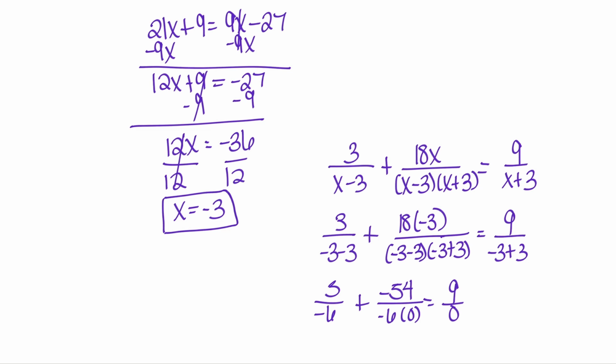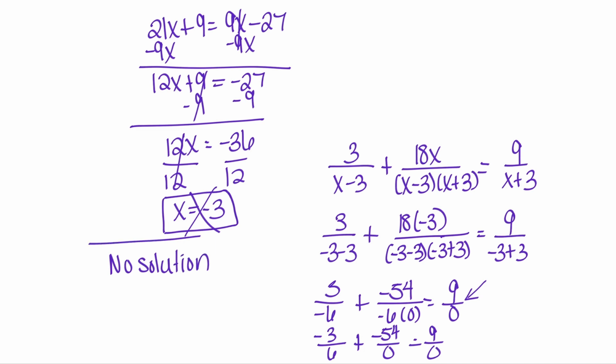So you can already see here we have a problem. We have this 9 over 0, which is undefined, right? And this is going to tell me negative 3 over 6 plus negative 54 over 0, so another over 0. So that is not going to work, okay? So we actually have no solution to this rational equation, okay? Even if you only find one solution and that solution doesn't work, you have to say there's no solution.